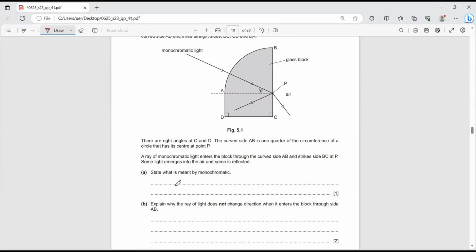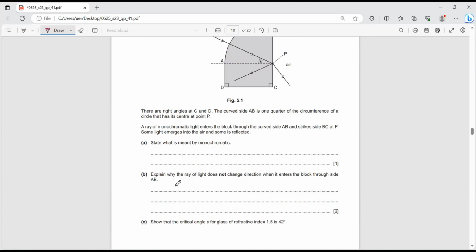Okay, so number 5, what is meant by monochromatic? This one we've done many times. When the light is single frequency or single wavelength or single color, same thing.